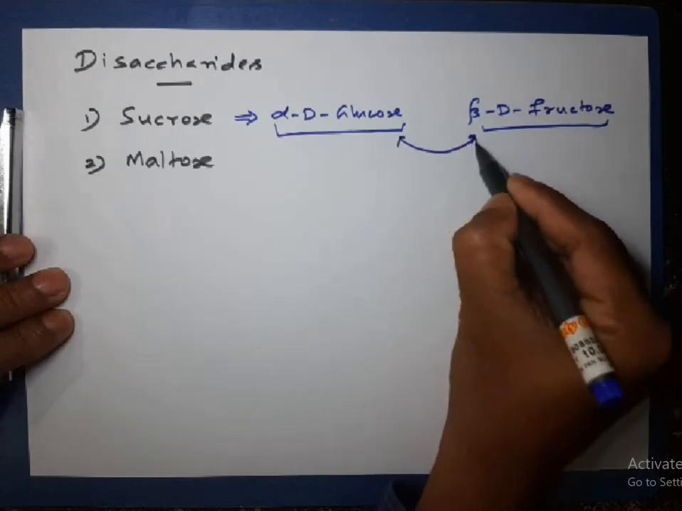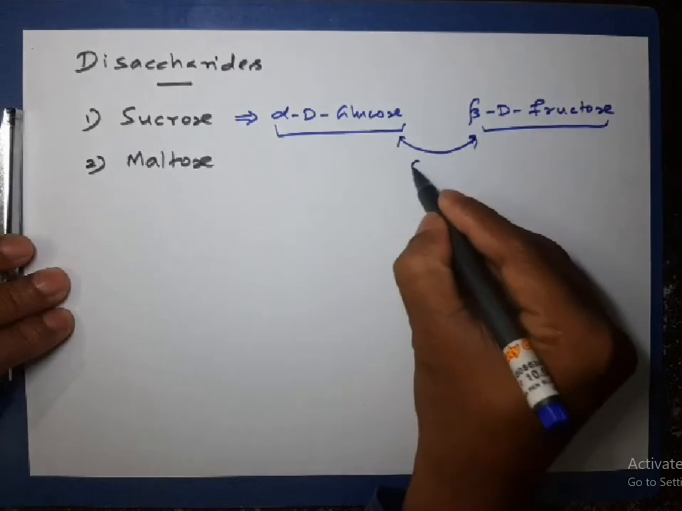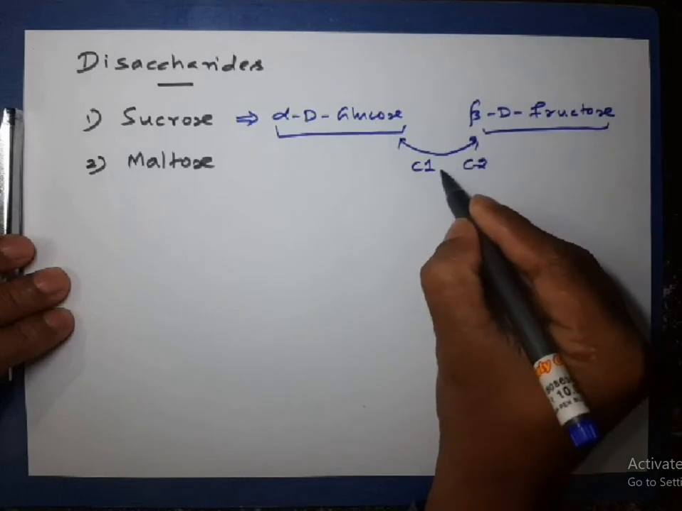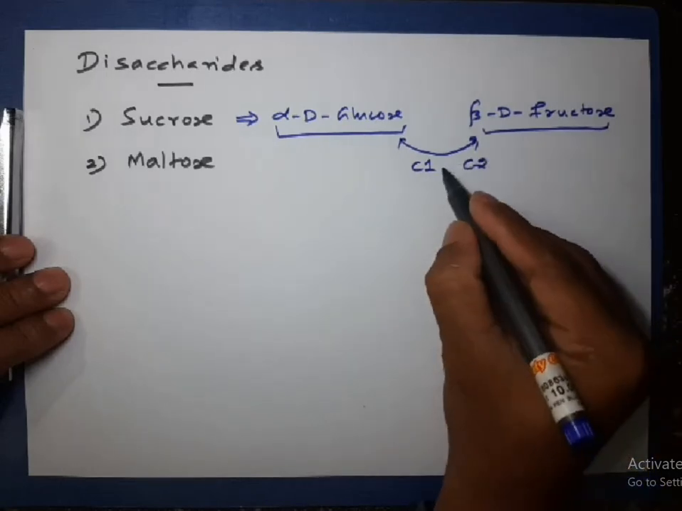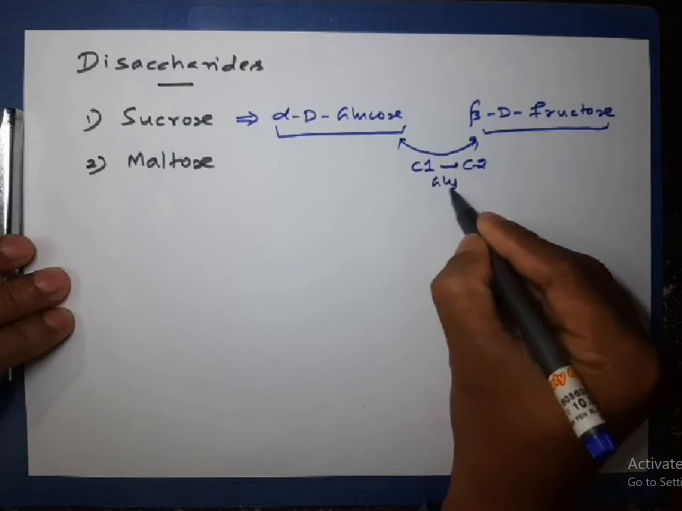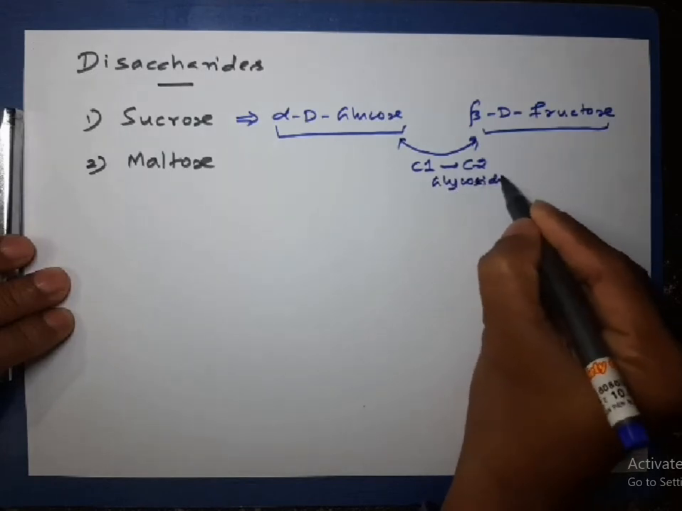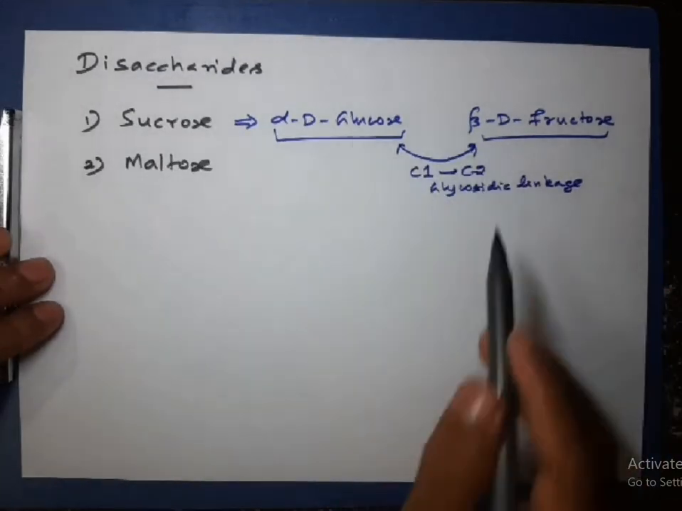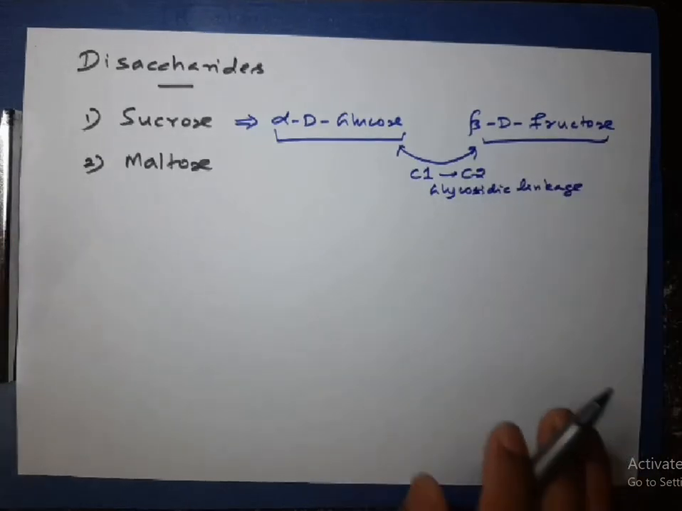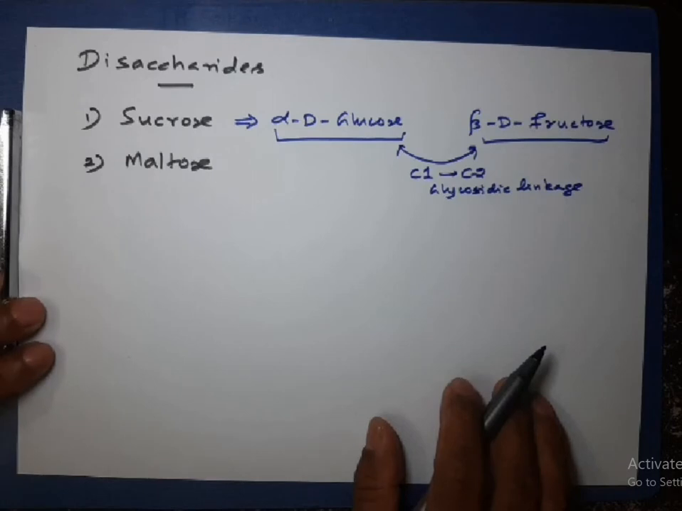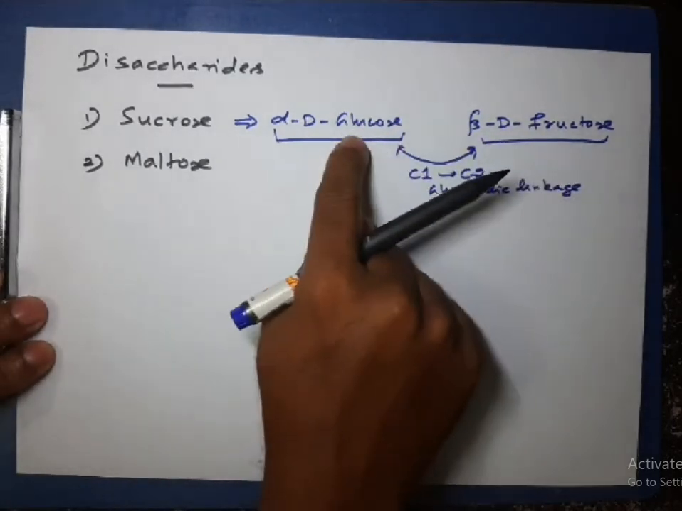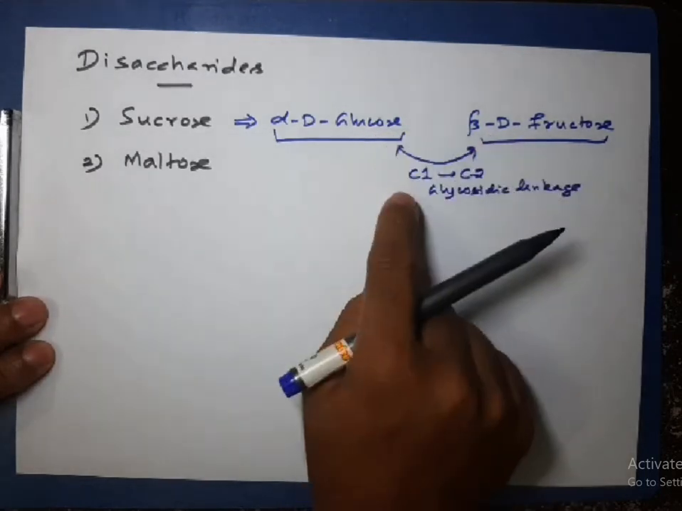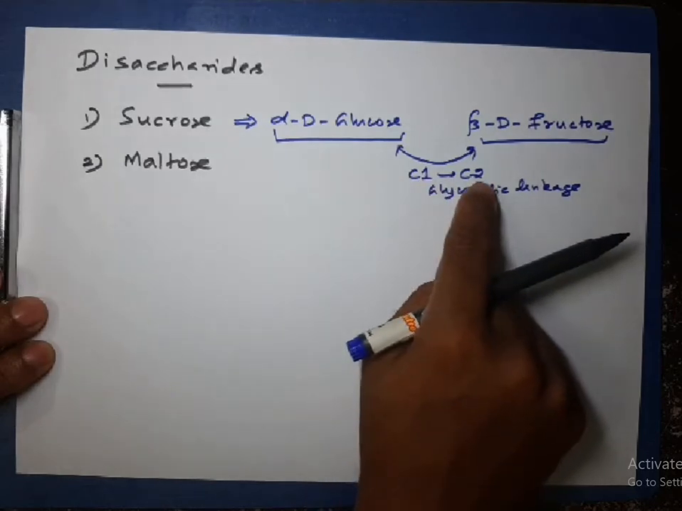Between, in glucose it is carbon number 1 and in fructose it is carbon number 2. So between these we have glycosidic linkage, a C1 C2 glycosidic linkage, and this is what we call sucrose. Sucrose is a disaccharide made up of two monosaccharide units, alpha D glucose and beta D fructose, and they are connected through C1 of glucose and C2 of fructose.